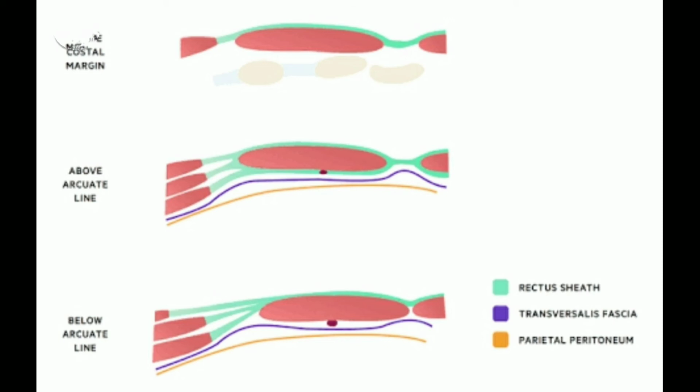Now below the arcuate line, the anterior layer is formed by the fusion of three flat muscles of the abdomen, namely the transverse abdominis, the external oblique and the internal oblique. The posterior layer is deficient, and so the muscle directly lies on the transversalis fascia, as seen in the figure.